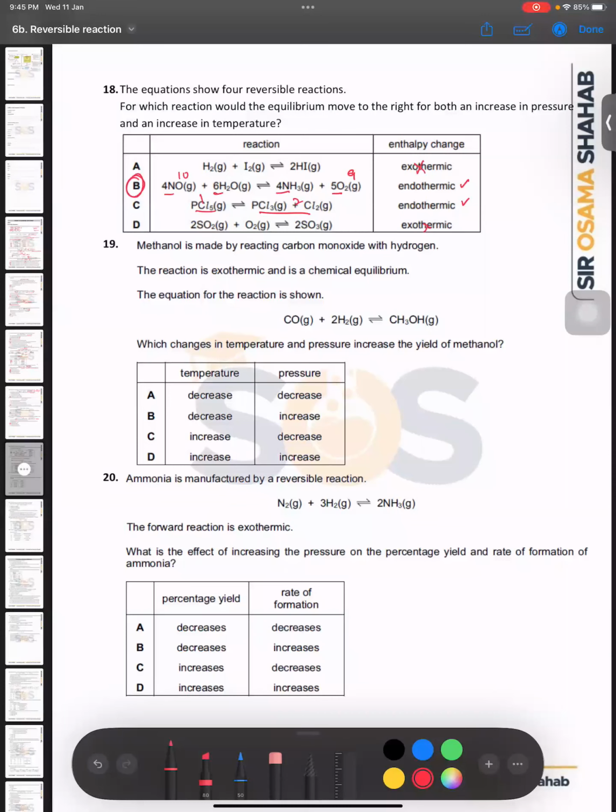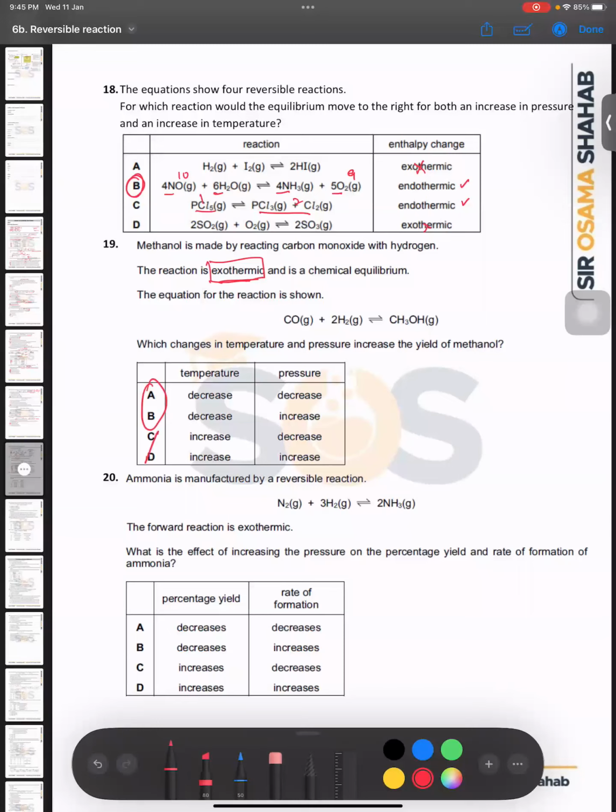And if you talk about question number 19, it is saying that methanol is made by reacting carbon monoxide and hydrogen. The reaction is exothermic. This is the main thing. You need to see this. The equation for the reaction is shown. Which change in temperature and pressure increases the yield? We know that an exothermic reaction requires low temperature. So the right answer can be A or B.